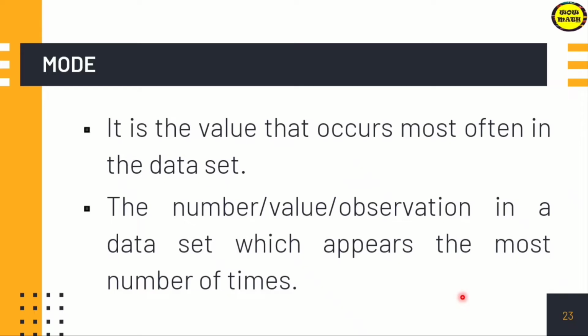And mode, it is the value that occurs most often in the data set. So the number, value, observation, in a data set which appears the most number of times. So sa madaling sabi, yung pinakamaraming data. So hanapin natin kung ano yung data na yun na mas marami.